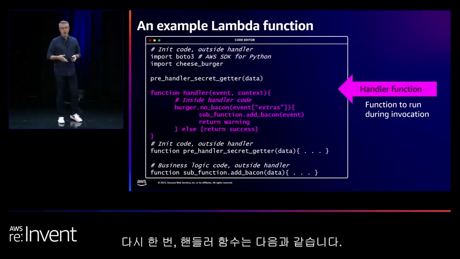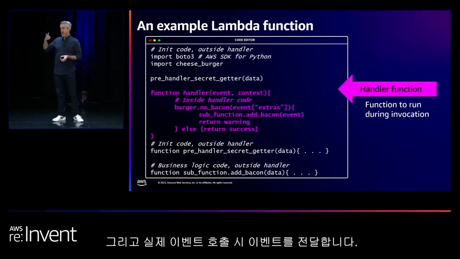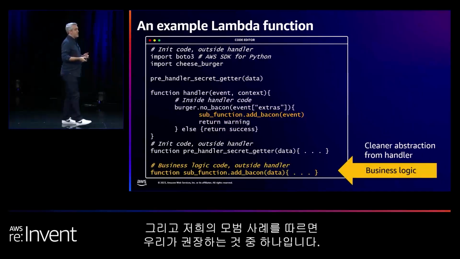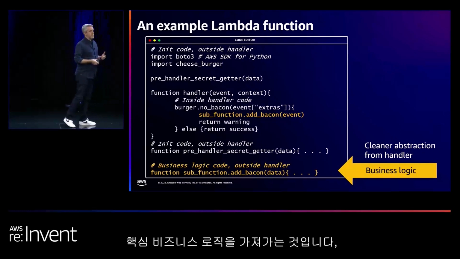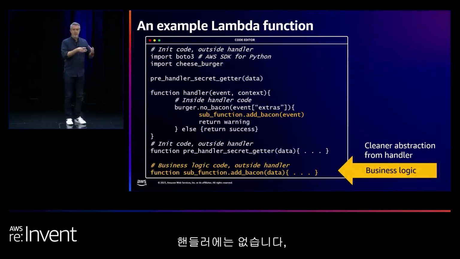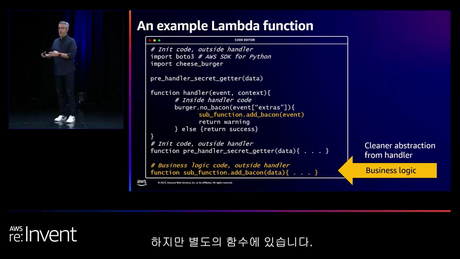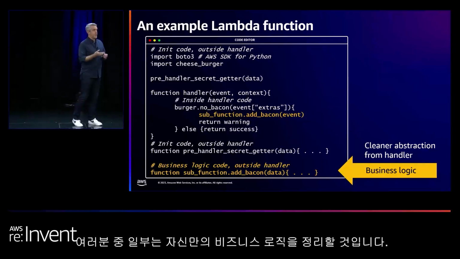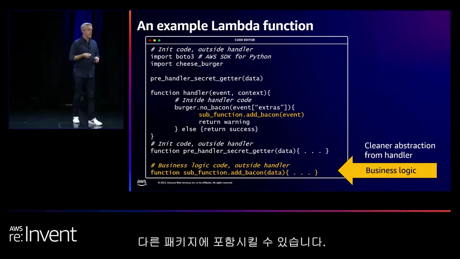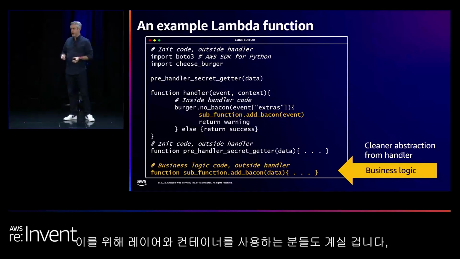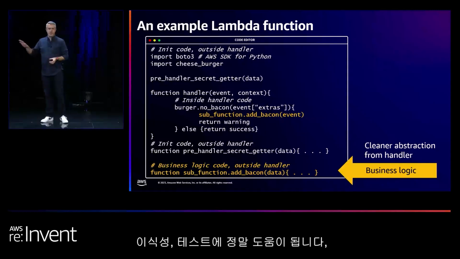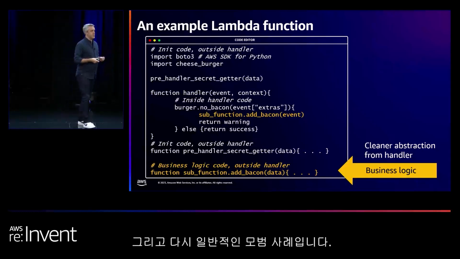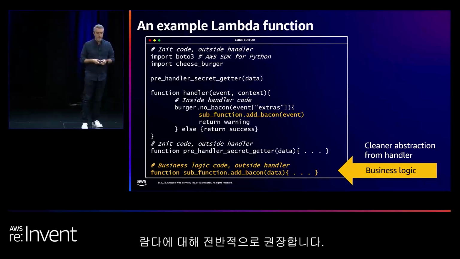Again, the handler function is where we look to execute your business logic, and we pass the event into it during an actual event invoke. If you follow a best practice of ours, one of the things we encourage is to take your core business logic and not have that in the handler, but have it in separate functions or separate parts of code inside your application. Some of you will wrap up your own business logic into other packages that you might include. Some of you might use layers and containers for this. It really helps with portability, testing, and keeping the handler nice and short, clean and concise. So again, a general best practice that we recommend overall for Lambda.